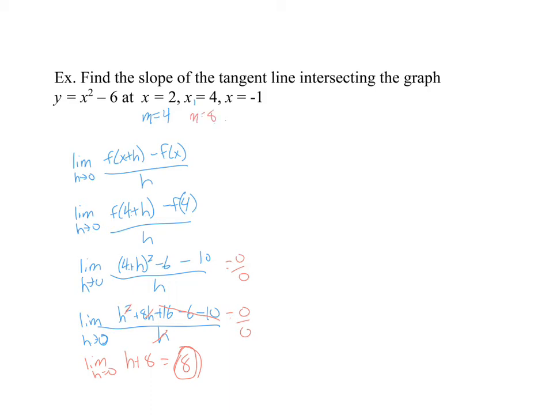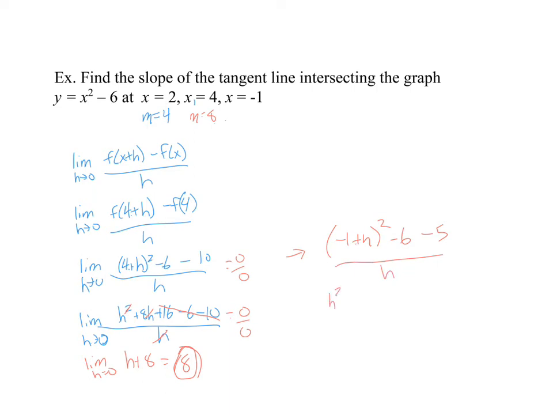Let's try one more, but use x of negative 1. So let's go right from this step here. I'll finish it from here. We'd have negative 1 plus h as our substitution, minus 6. And if we plug negative 1 into the original, negative 1 squared is 1, minus 6 would be 5. So we should have the same kind of thing.